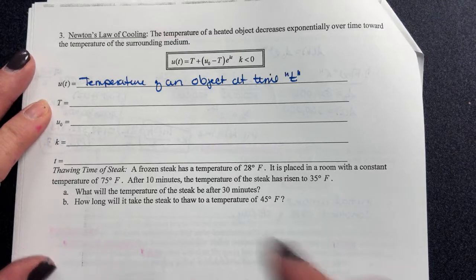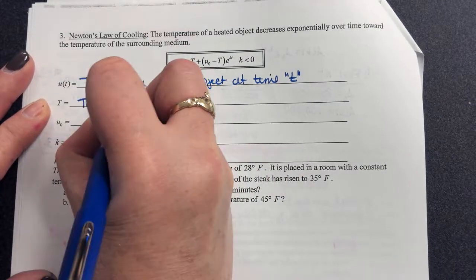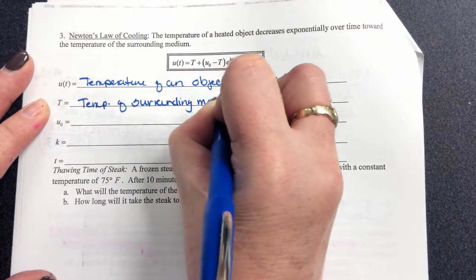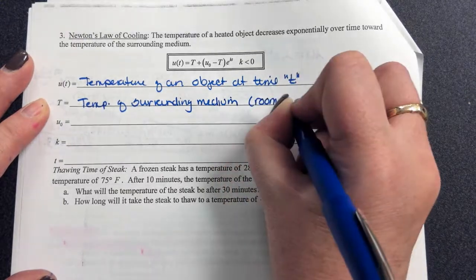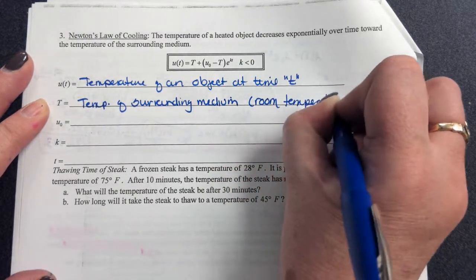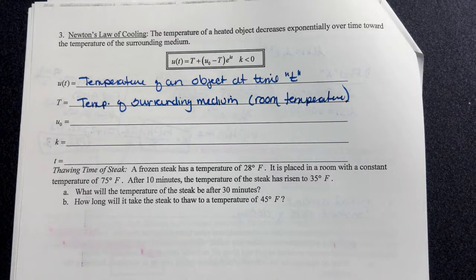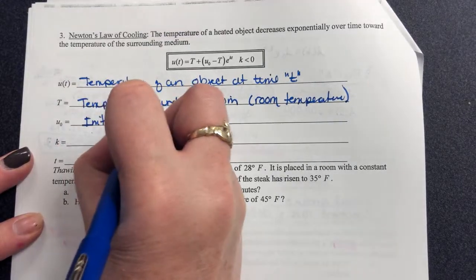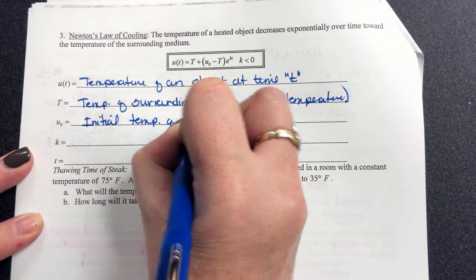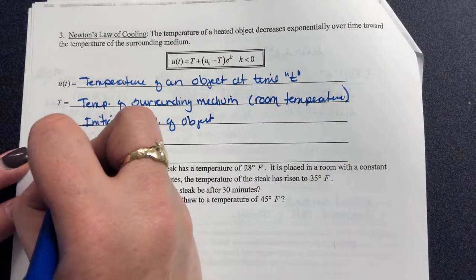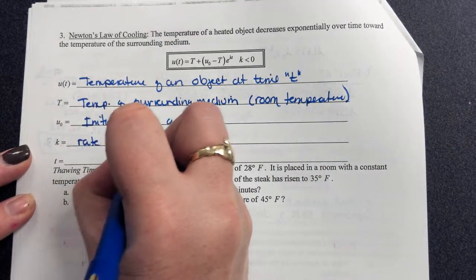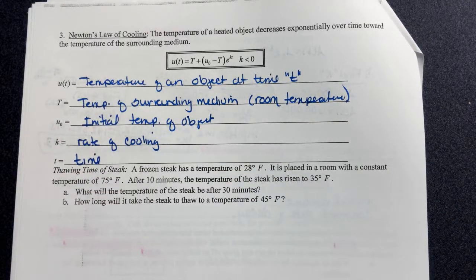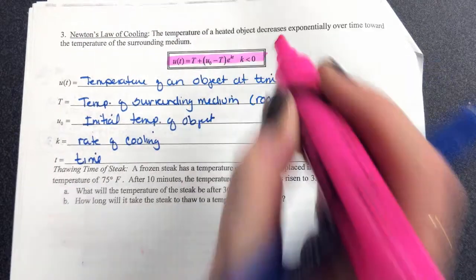The uppercase T in this formula is the temperature of your surrounding medium. Typically, this is your room temperature or the temperature of wherever the object has been placed. U sub 0 is your initial temperature. K is your rate of cooling. And t is time. So again, those are the different variables represented in the formula. Okay?